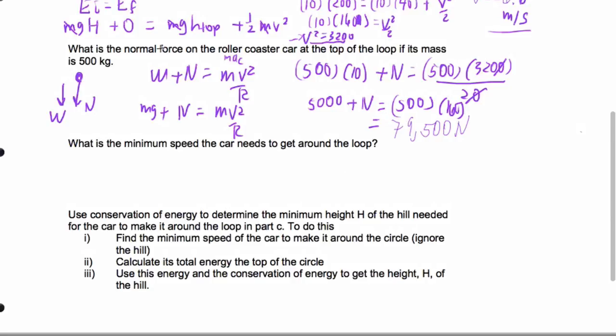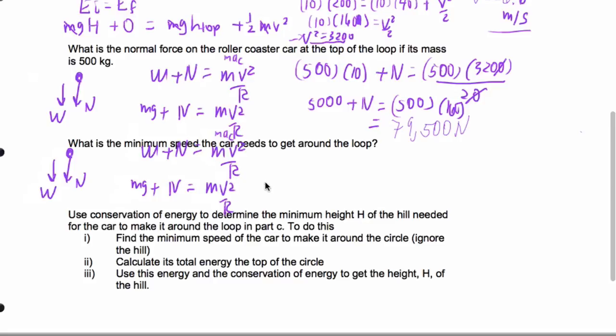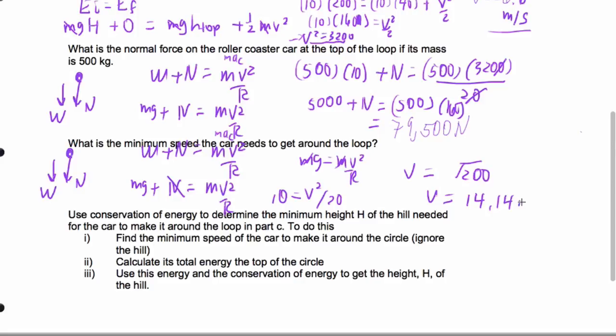Now, what is the minimum speed to get around the loop? We're going to use the same idea that we did before. So we'll copy all this physics here. And what we'll note is that the normal force is 0. So we have mg equals mv squared divided by r. The m's cancel, so we have 10 equals v squared divided by 20. So v is the square root of 200. So I'm getting a minimum speed of about 14.14 meters per second.